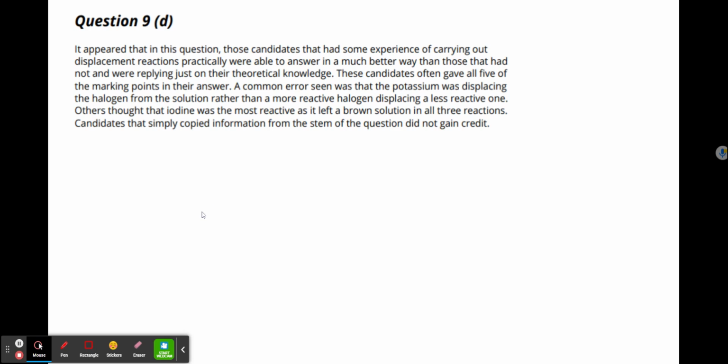A common error that was seen was that potassium was displacing the halogen from the solution rather than a more reactive halogen displacing a less reactive one. And others thought that iodine was the most reactive. Okay, so it's not. It's the least reactive and it's the most easily displaced.